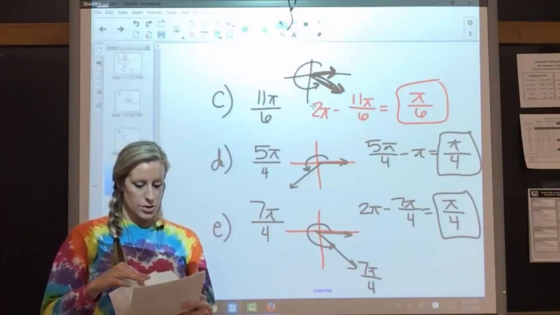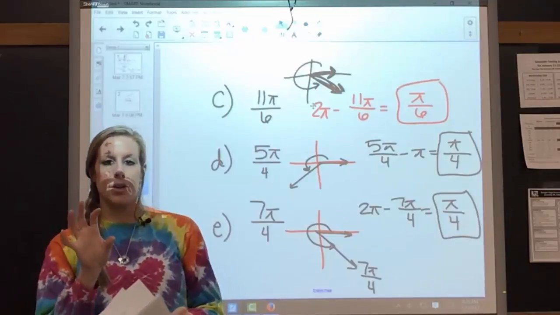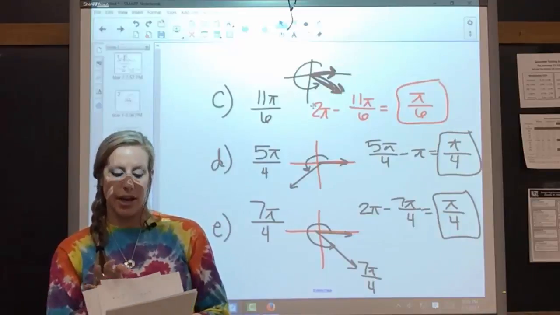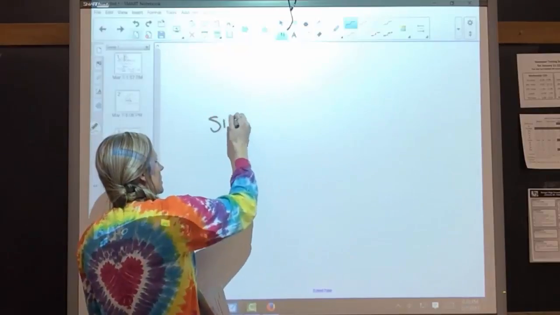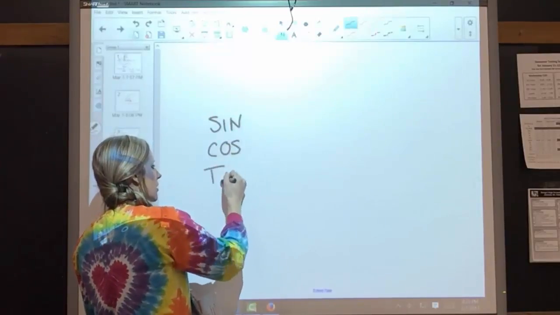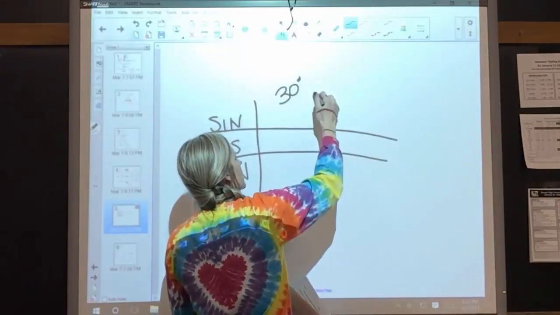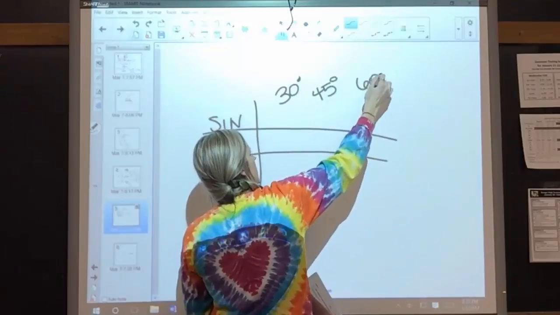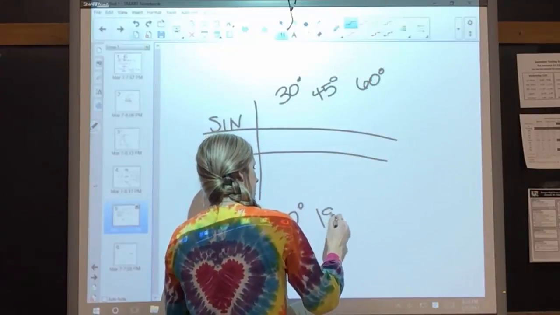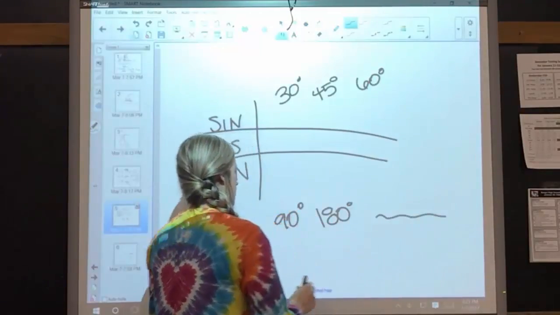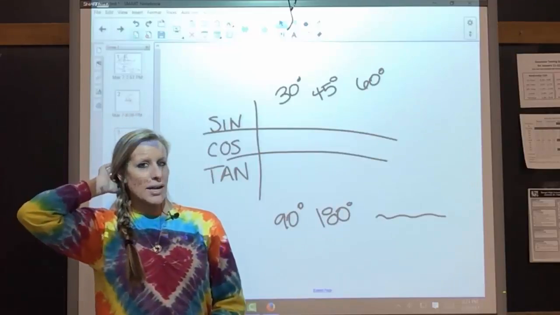On the quiz, you're going to have to fill in those tables that we did yesterday, where it has the sine, cosine, and tangent. And you're going to have to do that for the 30 degrees, 45, 60. You'll have to do it for 90, 180, and so on. So you'll have to fill in those tables. You don't have to memorize it.